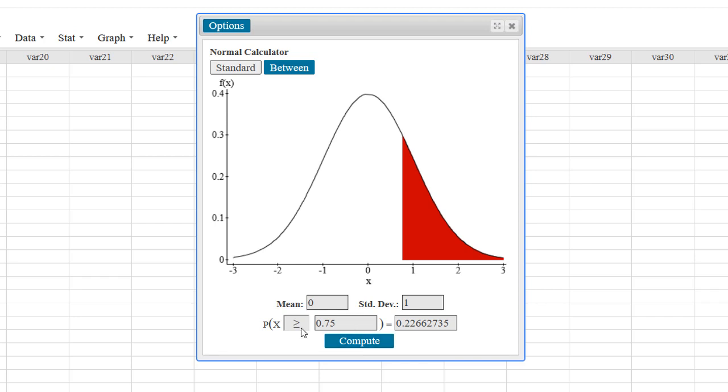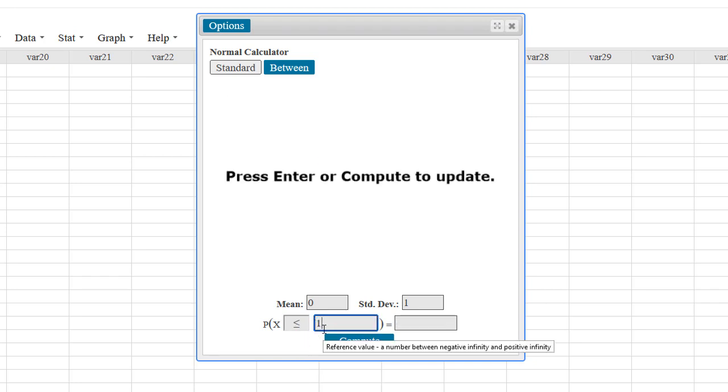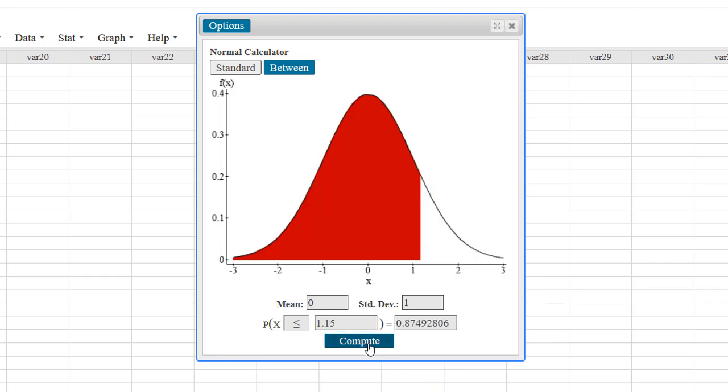For number 3, we want to find the area to the left of 1.15. So now we change this to a less than. We type in our z-score, and then we hit Compute, and we get our answer. And it's nice that it draws a picture along with the probability.